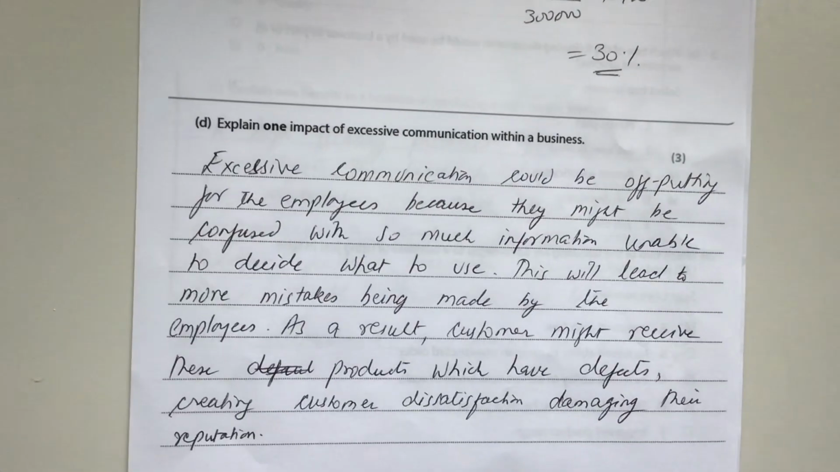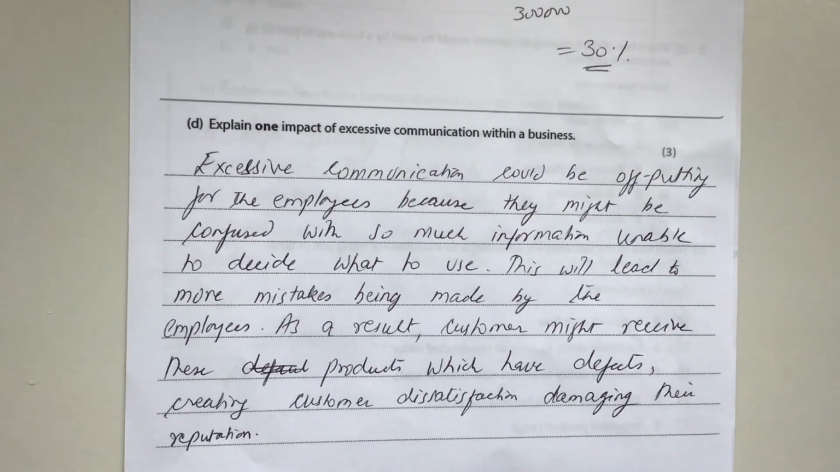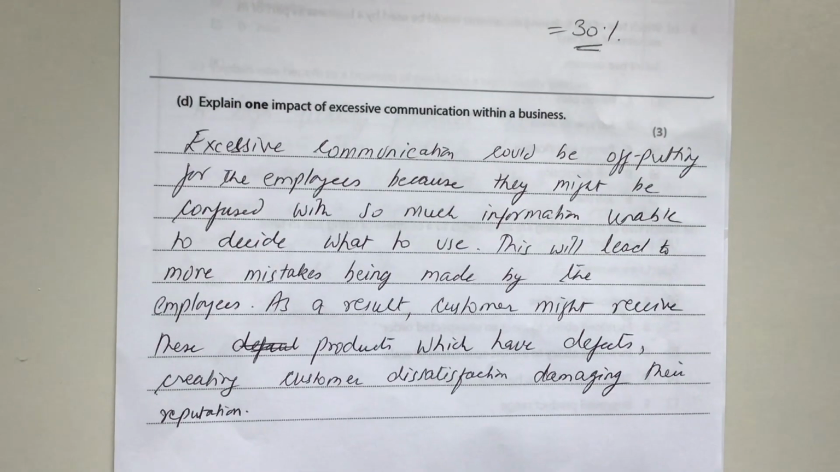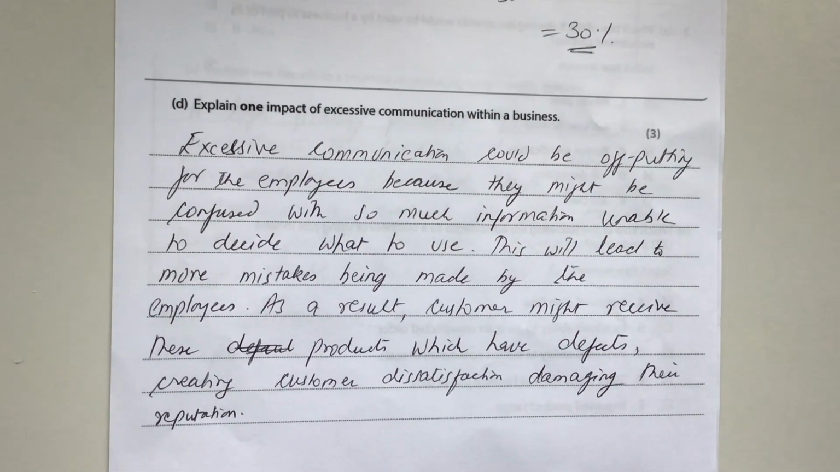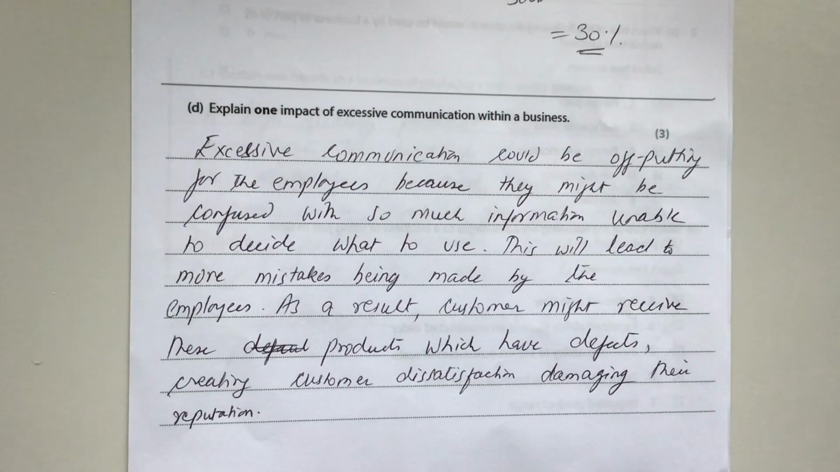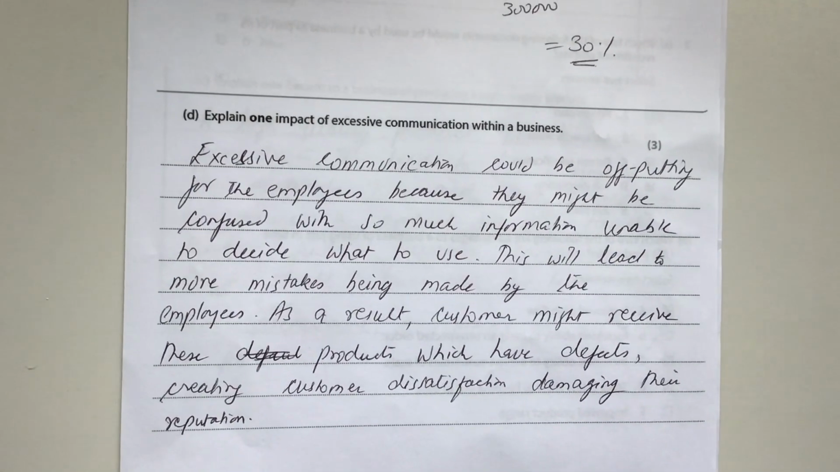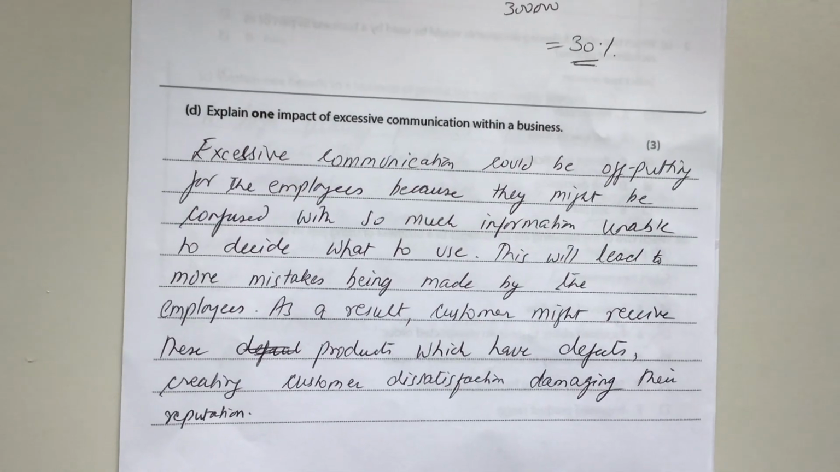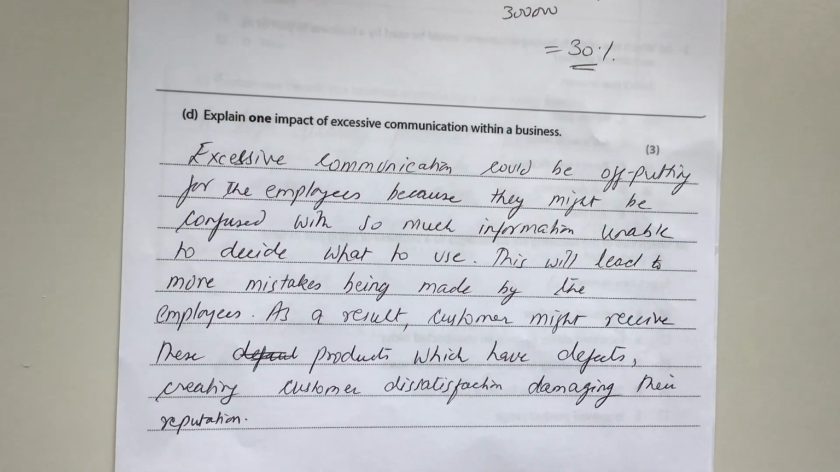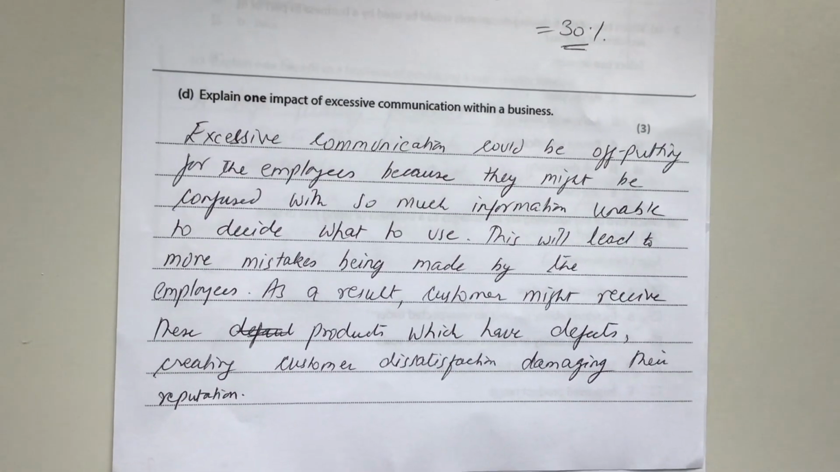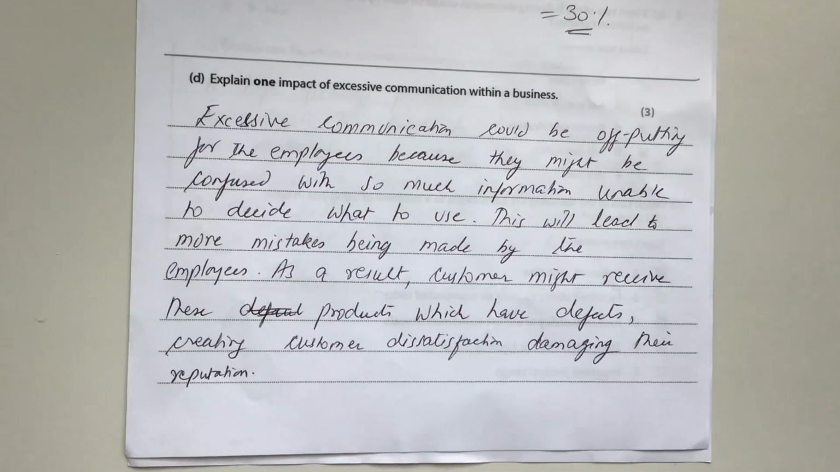Explain one impact of excessive communication within a business. Excessive communication could be off-putting for the employees because they might be confused with so much information, unable to decide what to use. This will lead to more mistakes being made by the employees. As a result, customer might receive these products which have defects, creating customer dissatisfaction, damaging their reputation.